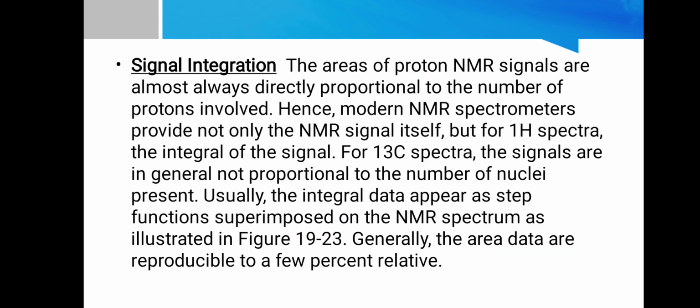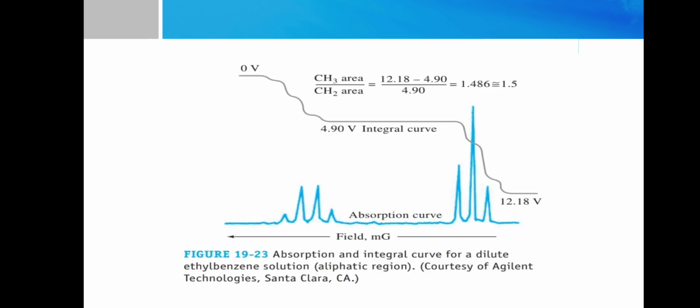Signal integration. The areas of proton NMR signals are almost always directly proportional to the number of protons involved. Hence, the modern NMR spectrometers provide not only the NMR signal itself, but for 1H spectra, the integral of the signal. For 13C spectra, the signals are in general not proportional to the number of nuclei present. Usually the integral data appear as step functions superimposed on the NMR spectrum. So this is the description: absorption and integral curve for a dilute ethylbenzene solution.